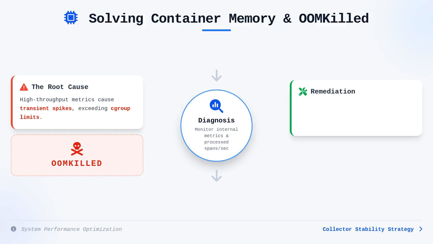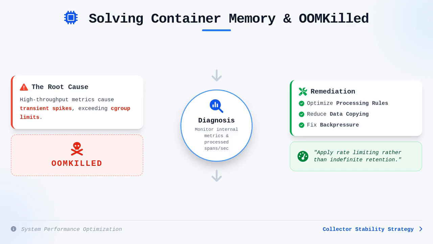If you observe memory ballooning, review your processing rules to ensure they are not creating excessive copies of incoming data or buffering too many events in memory. Sometimes backpressure handling is configured poorly, causing the collector to retain data indefinitely rather than dropping it or applying rate limiting.